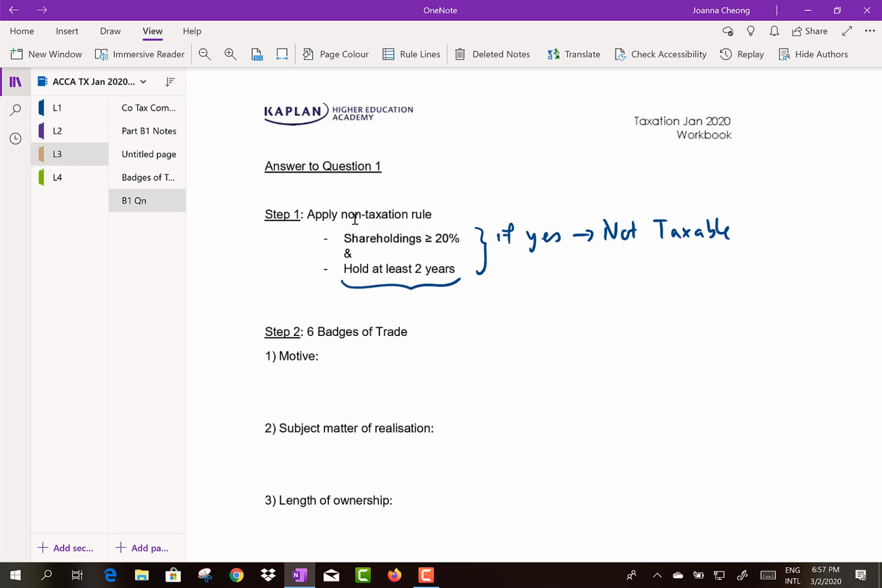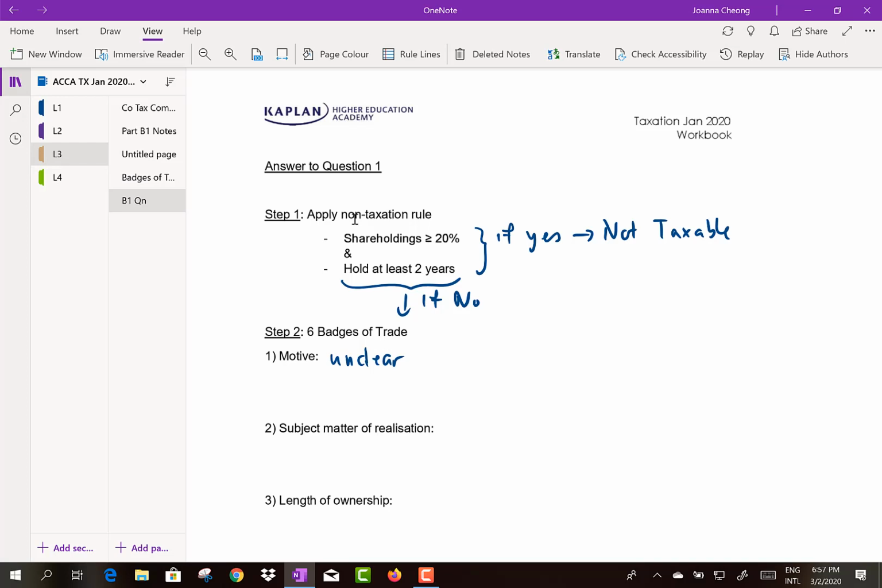If no, you have to go through the statutes of trade to confirm whether the gain is trade or non-trade. So number 1, we look at the motive. The motive at the point of acquisition. Did the question tell you why Malville bought the shares? Did the question state that? No. So if it doesn't state, that means you can say that it is unclear. The motive is unclear. Yes, you can write things like that.